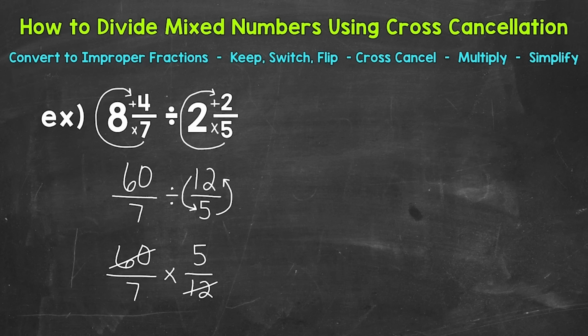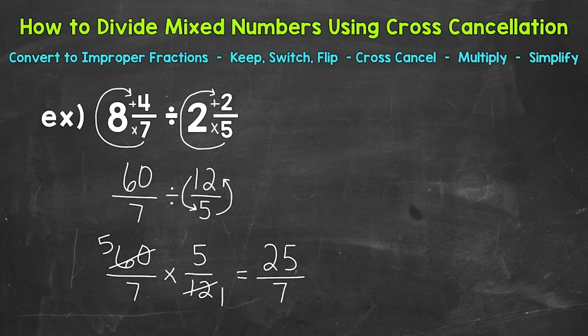So 60 divided by 12 is 5. 12 divided by 12 is 1. We can also look diagonally the other way. So we have 7 and 5. The only common factor between 7 and 5 is 1, so we can't use cross-cancellation with the 7 and the 5. Once we cross-cancel, we can multiply straight across. So we have 5 times 5, which is 25. And then we have 7 times 1, which is 7.